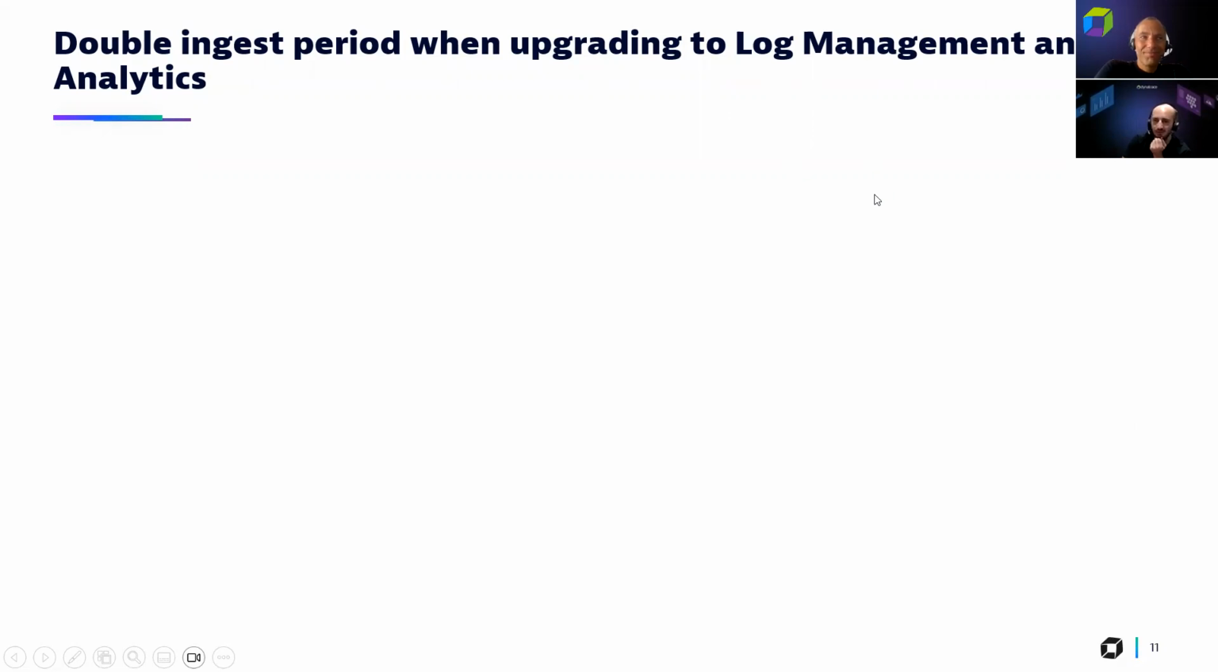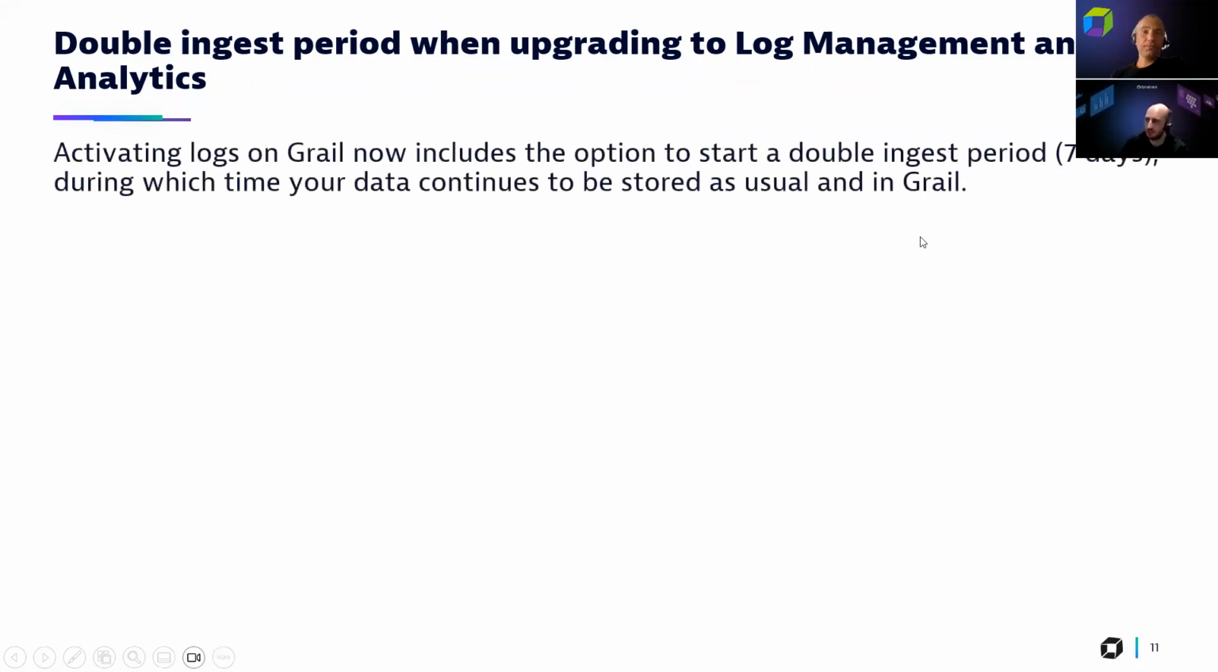That's great. Thank you. And yeah, in the Observe and Explore section, we now have a double ingest period when you upgrade your logs to our new solution, Log Management and Analytics. With this version, activating logs on Grail now includes the option to start a double ingest period, which is 7 days. It is important for you because you can do historical investigations on your logs without losing access to your data immediately after it is ingested.